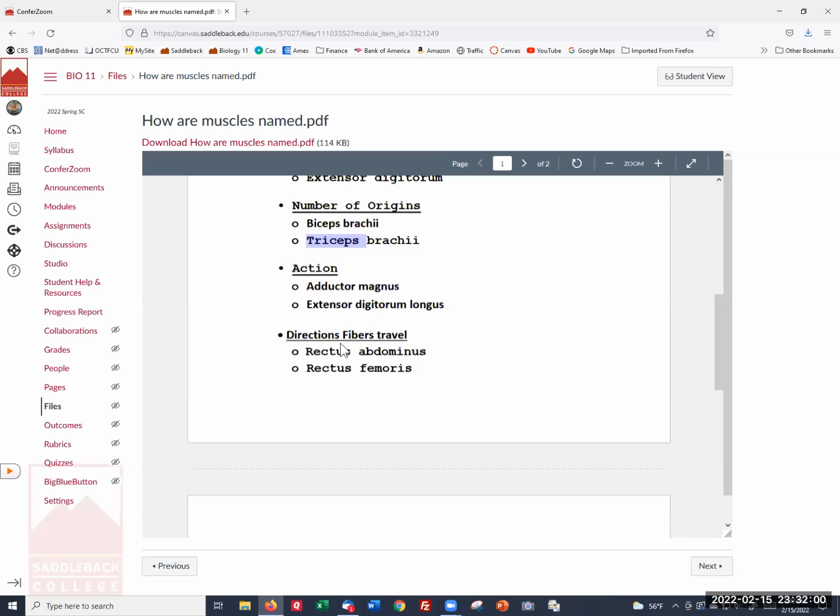And then the directions that the muscle fibers travel. The rectus abdominis. Rectus means straight. Abdominis means abdomen. So straight up and down the abdomen, from the xiphoid process to the pubic crest, that's the rectus abdominis muscle. And then the rectus femoris is straight on the femur. So if you were to slap or touch the top of your thigh, not the side or the medial portion, top of your thigh, that's the rectus femoris muscle, and it goes straight down to the patella.